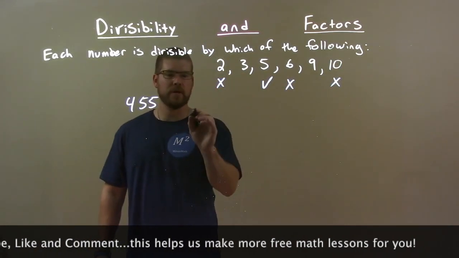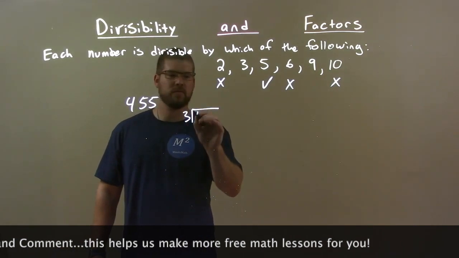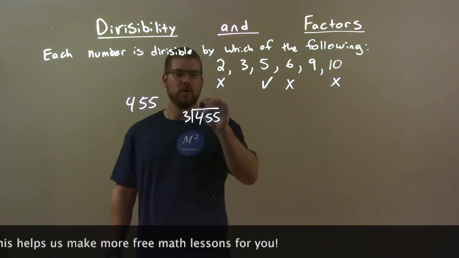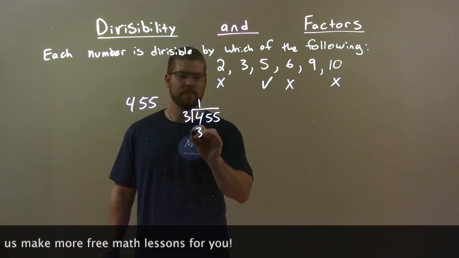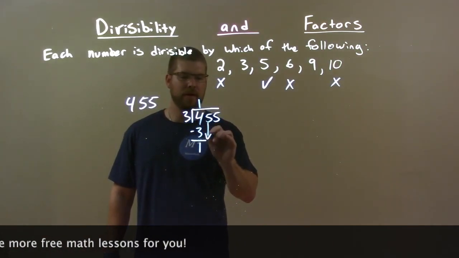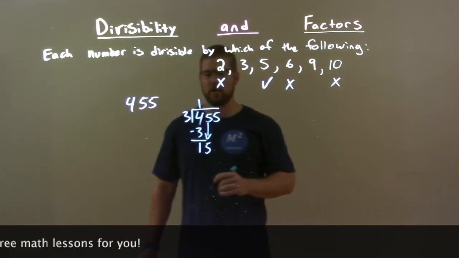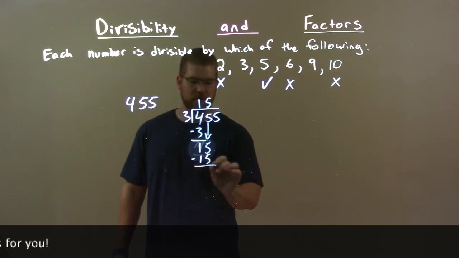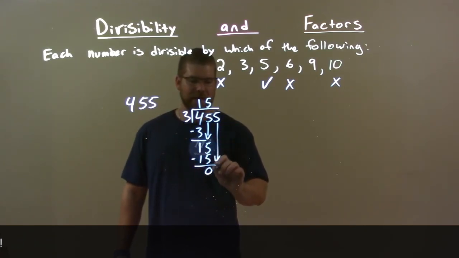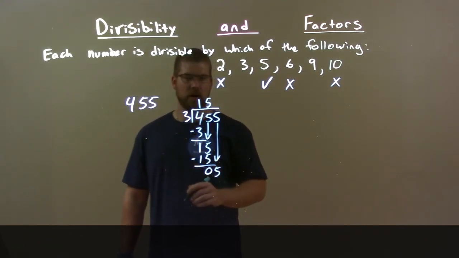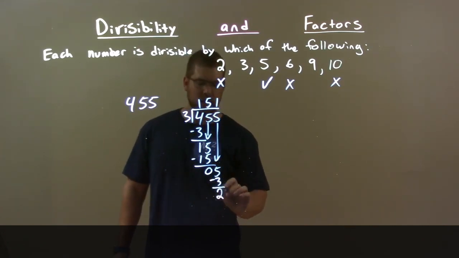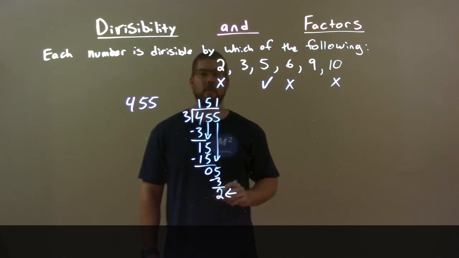Long division with 3. 3 goes into 455. Okay. Well, 3 goes into 4 one time. 1 times 3 is 3. Subtract them. Got a 1. Bring down the 5. 3 goes into 15 5 times. 5 times 3, 15. Subtract the 2. Got a 0. Bring down this 5. 3 goes into 5. Well, 1 times 3 is 3. Subtract the 2, and we get a 2 for a remainder.